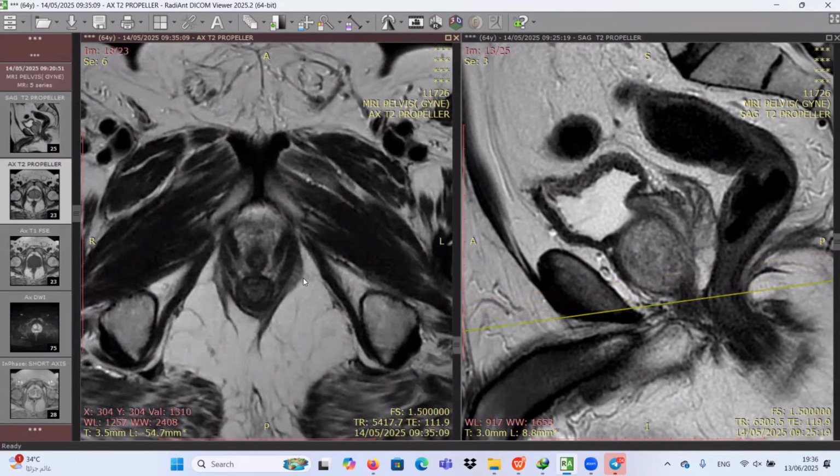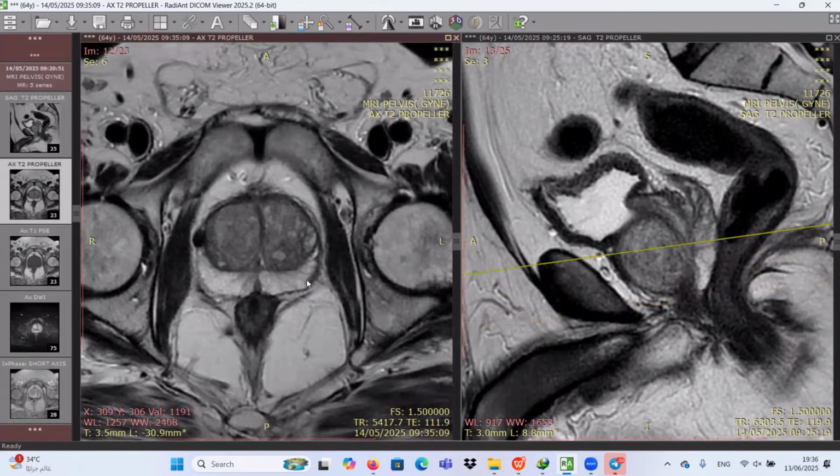If we go more down, we will find this is the membranous urethra, and it is surrounded by a dense muscular layer, the external urethral sphincter, and we have here the puborectalis muscle at this area.